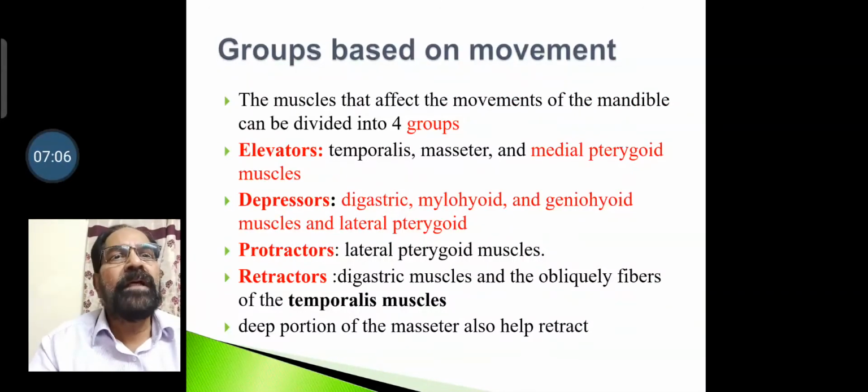Based on the movement, the muscles are grouped. The muscles that affect the movement of the mandible can be divided into 4 groups. Elevators include temporalis, masseter, and medial pterygoid muscles. Depressors are digastric, mylohyoid, geniohyoid, and lateral pterygoid. Protractors, both lateral pterygoid muscles. Retractors, digastric muscles, and the oblique fibers of the temporalis muscle, and also the deep portion of masseter retracts.